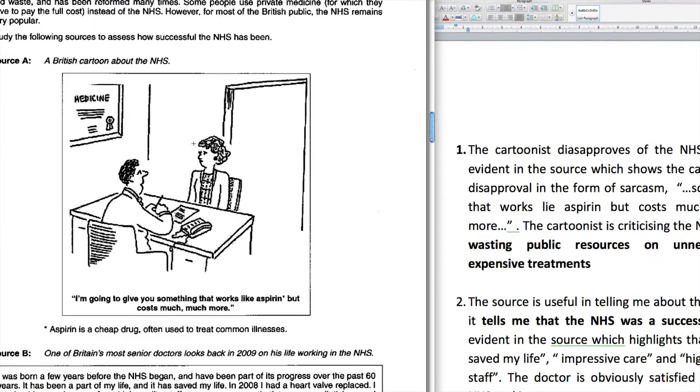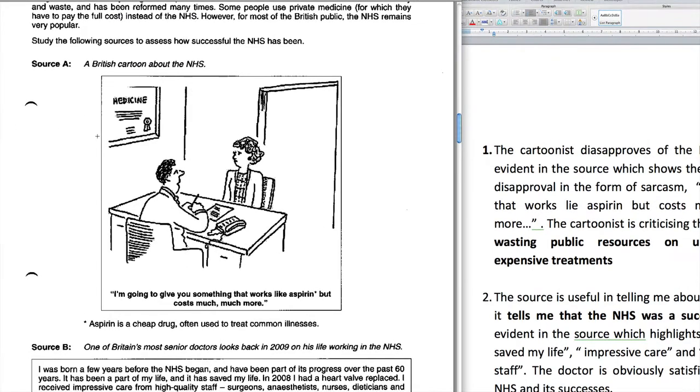Source A is a pretty easy cartoon to understand. Here we have a doctor saying, I'm going to give you something that works like aspirin but costs much more. Obviously, the cartoonist disapproves of the NHS because it has something to do with paying a lot for the aspirin. Now, many students would give the common mistake of saying that he disapproves of the NHS because the aspirins are expensive. But do remember that for most of the time, the NHS gives out free medicine.